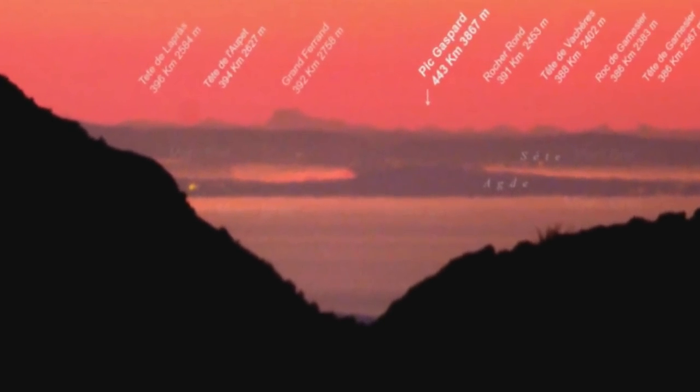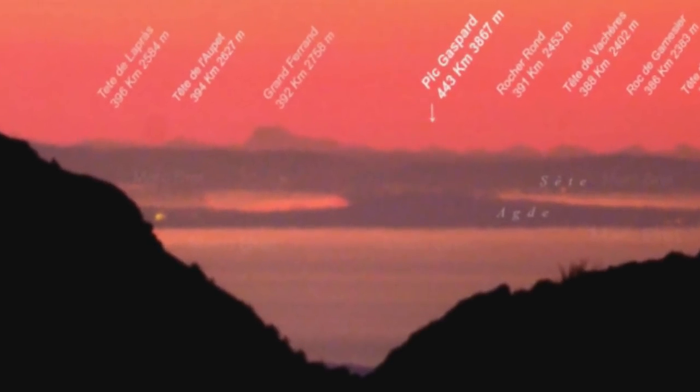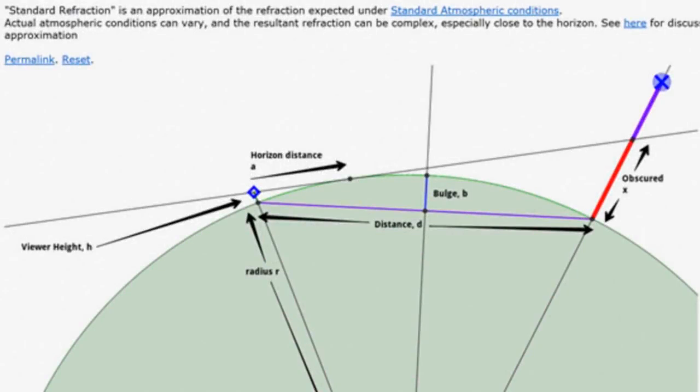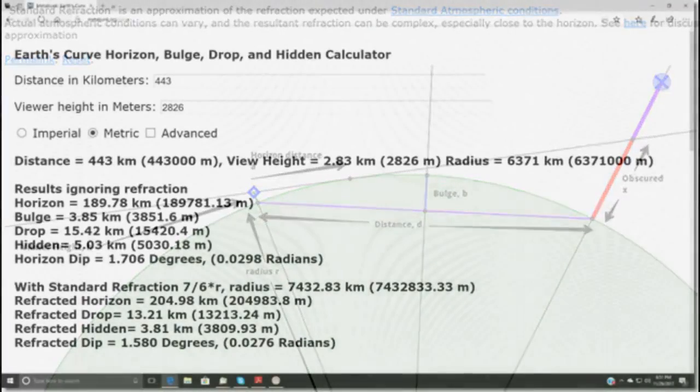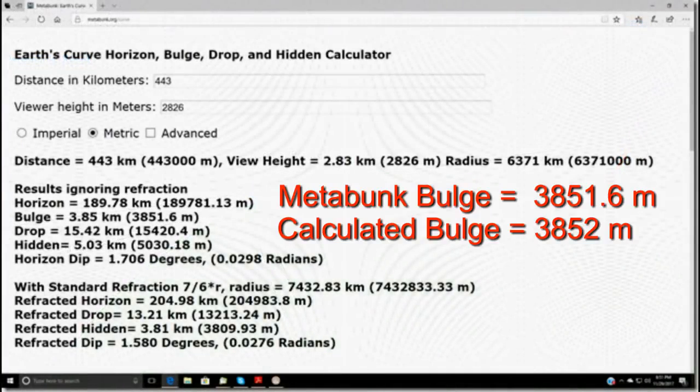Again, we see much more than just the peak of Gaspard in the picture. Before I close, let's check my results with the Metabunk calculator. Metabunk has the bulge at 3,851.6 meters. My calculation was 3,852 meters.